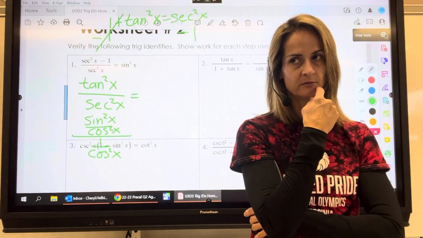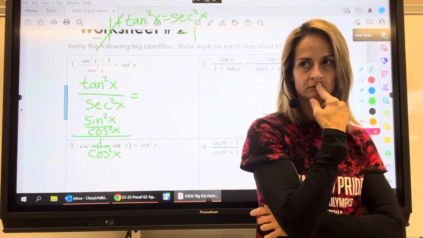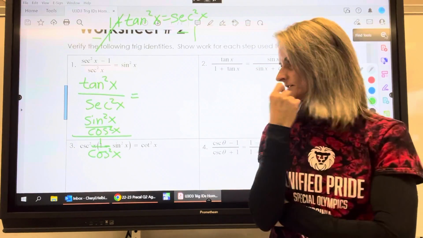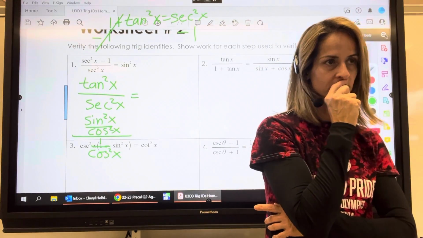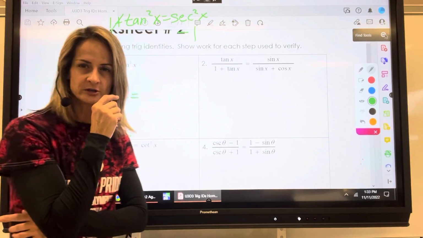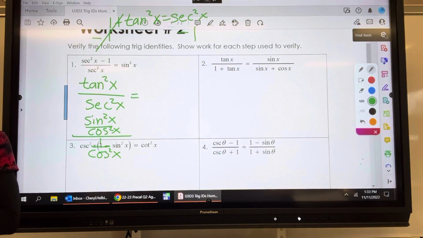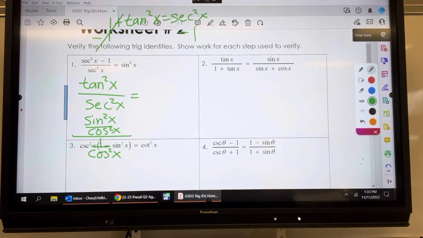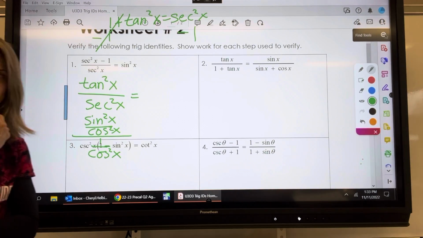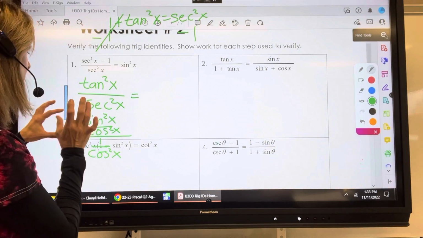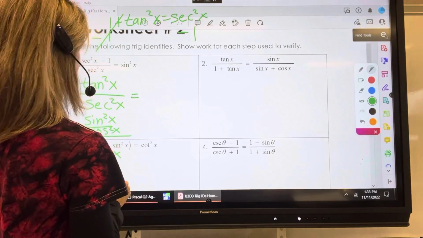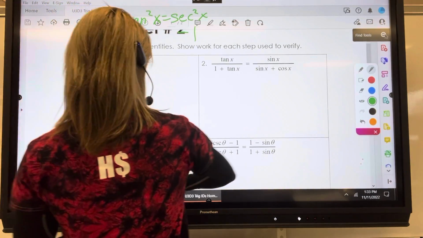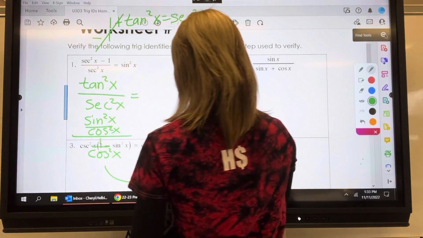Now, keep, change, flip. Are we good? I see eyes that are still processing. Are there questions on what I did? No questions on what I did? Okay, so now I need to keep, change, flip. This is really hard to see. I'm going to draw an arrow and start over here.